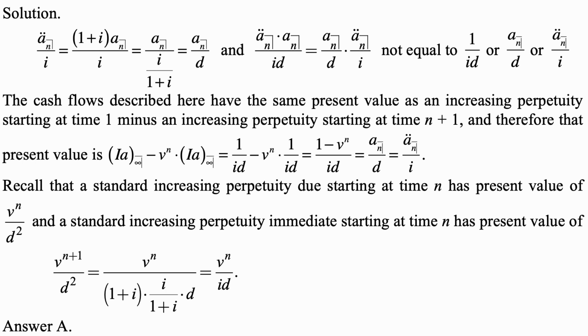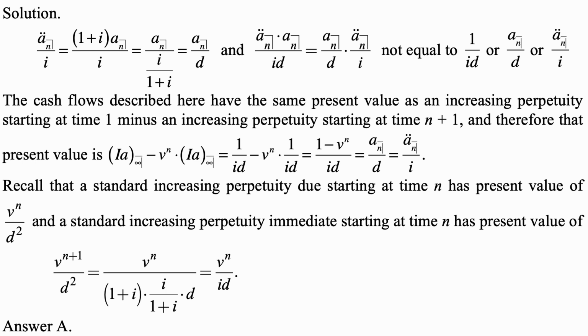The (Ia) angle infinity is equal to 1 over id. You should know this. If you don't know this, memorize it for the test, and then deferred by n years, that's still the same thing, v to the nth times 1 over id. And so this is equal to 1 minus v to the nth over id, and you can write this as a angle n over d, but it's also equal to a double dot angle n over i. That means that the first two answer choices are correct, the other ones are not.